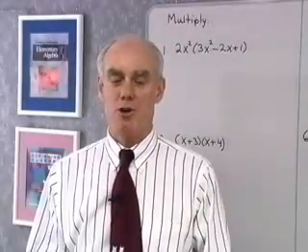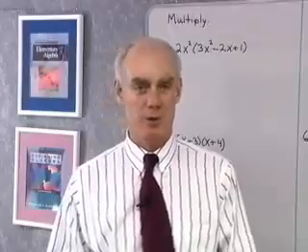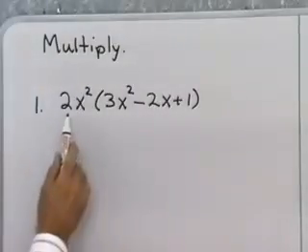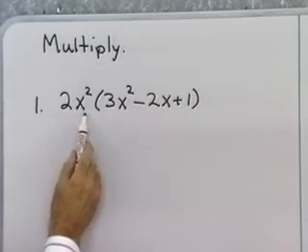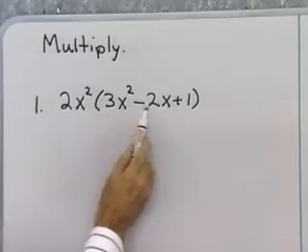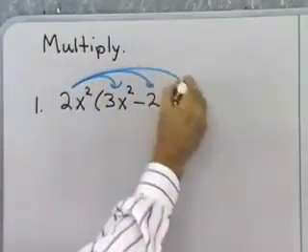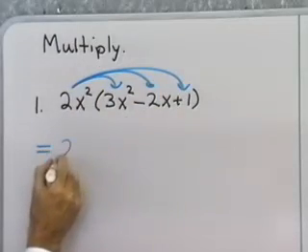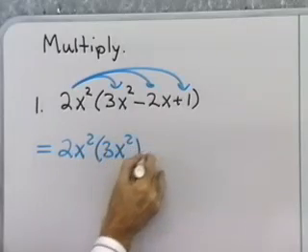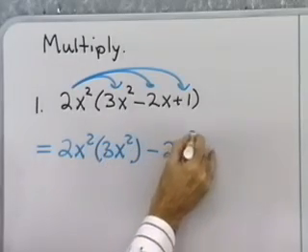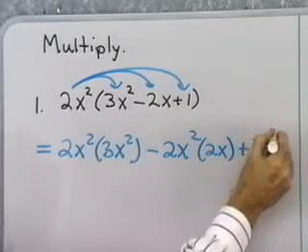When we multiply polynomials, we multiply each term in one polynomial by each term in the other polynomial. Our first problem that we have up here is a monomial, 2x squared, times a trinomial. Well, I'm going to multiply every term here, which is just this term, times each of these three terms. So this is simply an application of the distributive property. So it'll be 2x squared times 3x squared minus 2x squared times 2x plus 2x squared times 1.